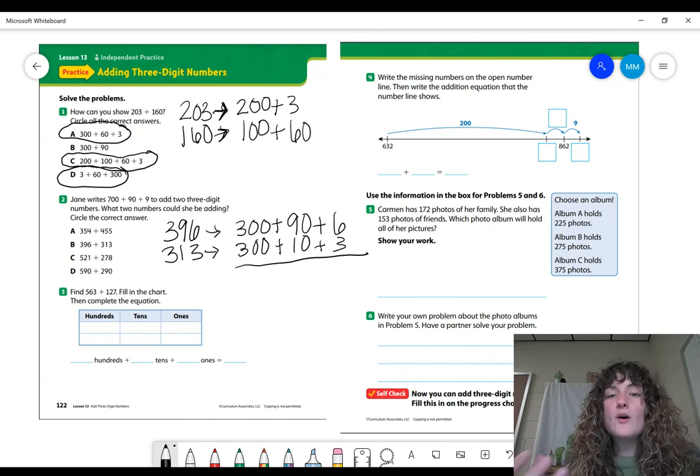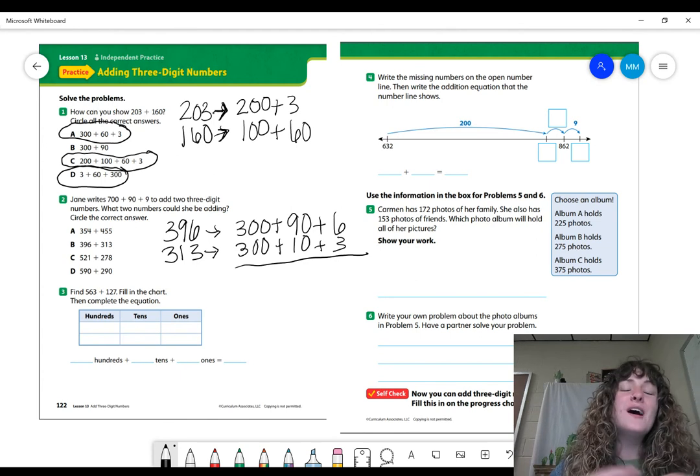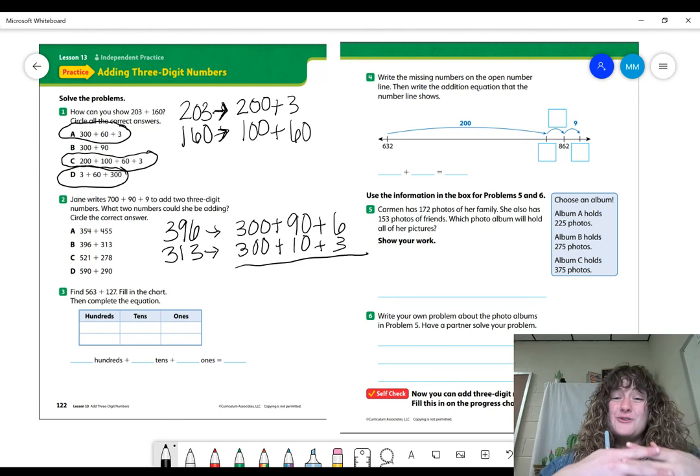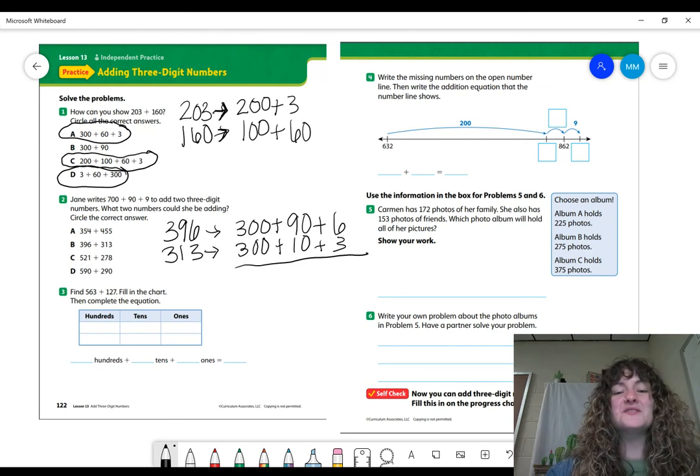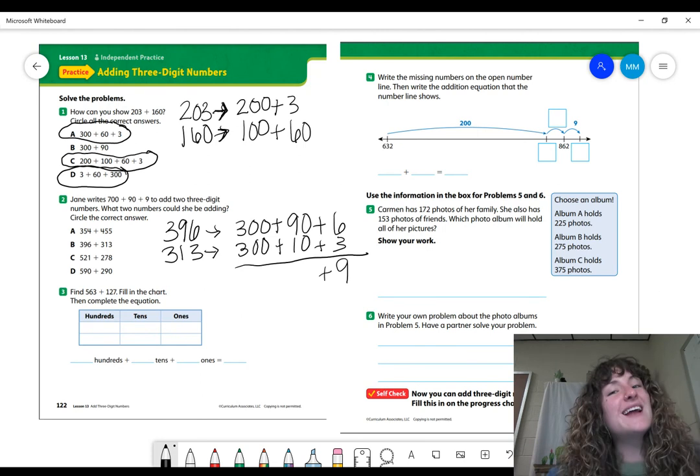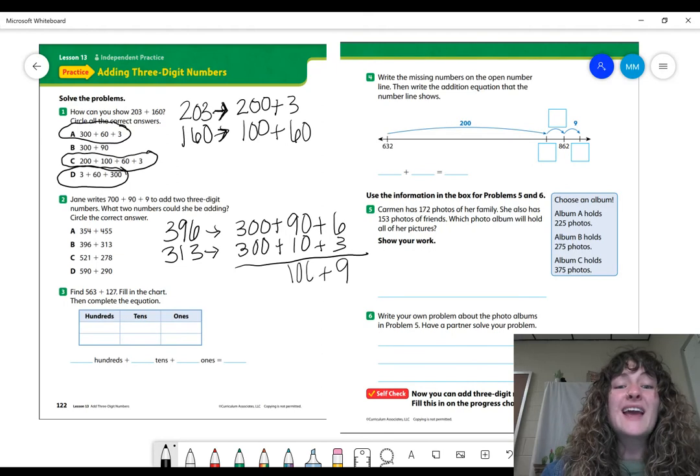All right, now I'm going to put the values together for our ones, tens, and hundreds. So starting with our ones, we have 9 ones. Our tens place, we have 9 tens plus 1 tens. So that would make 100. And then 300 plus 300.